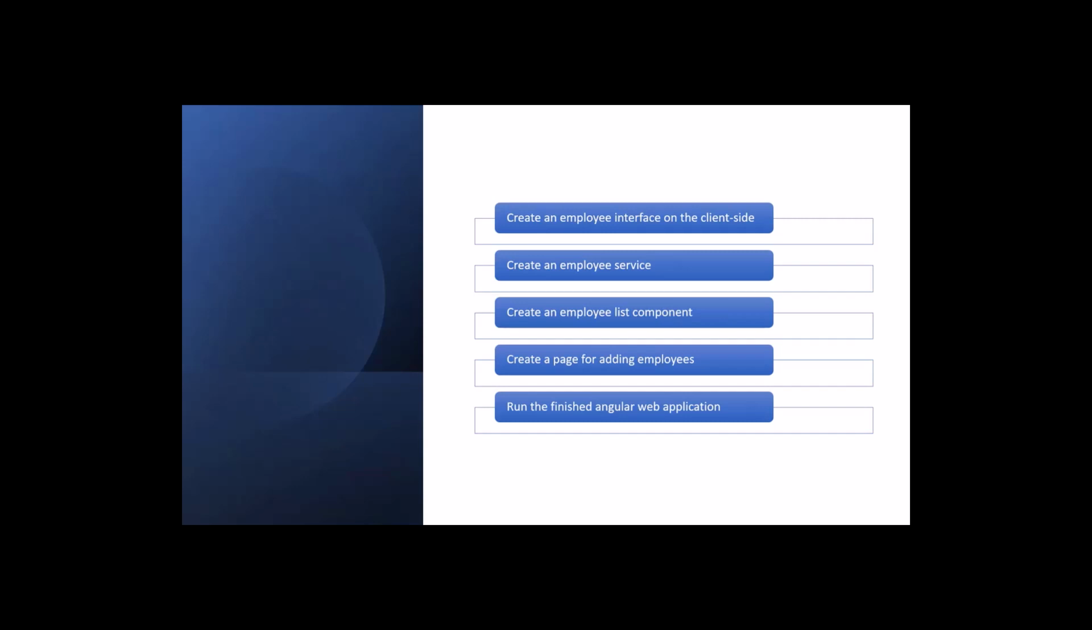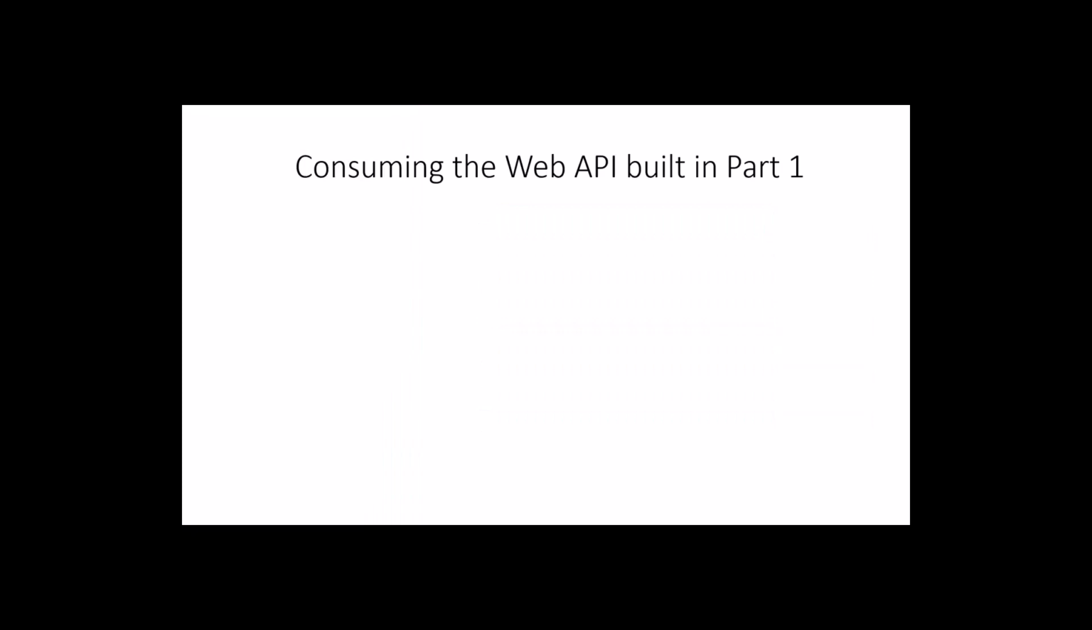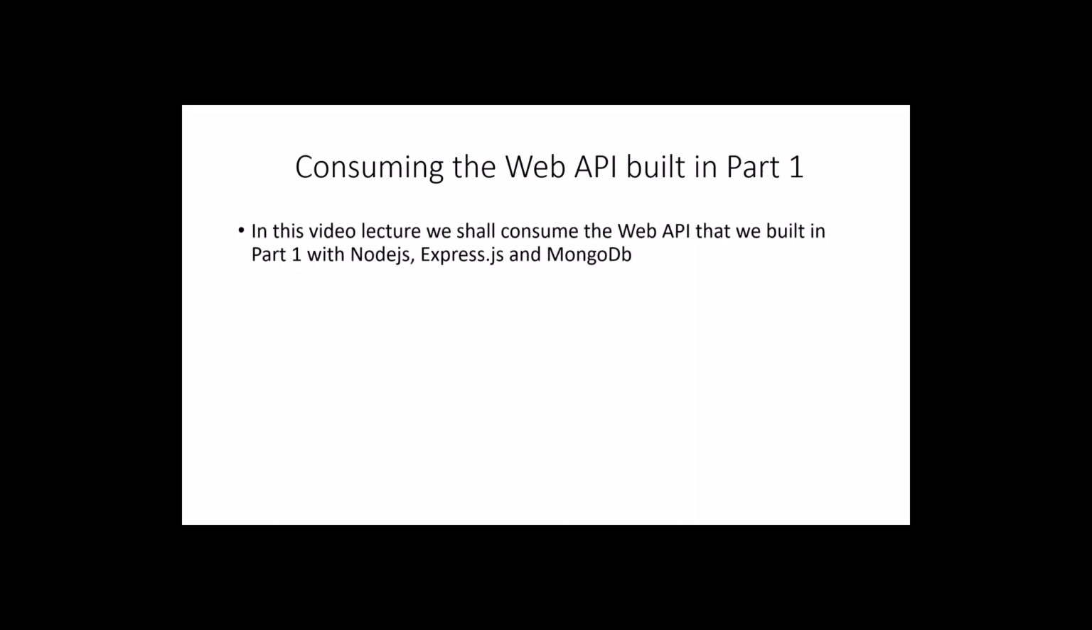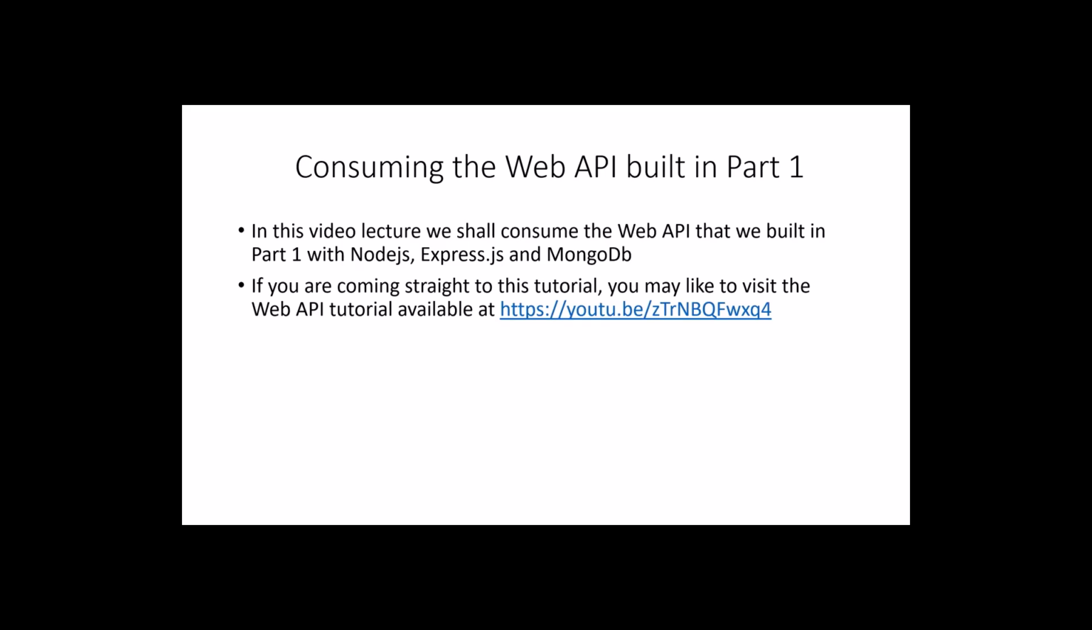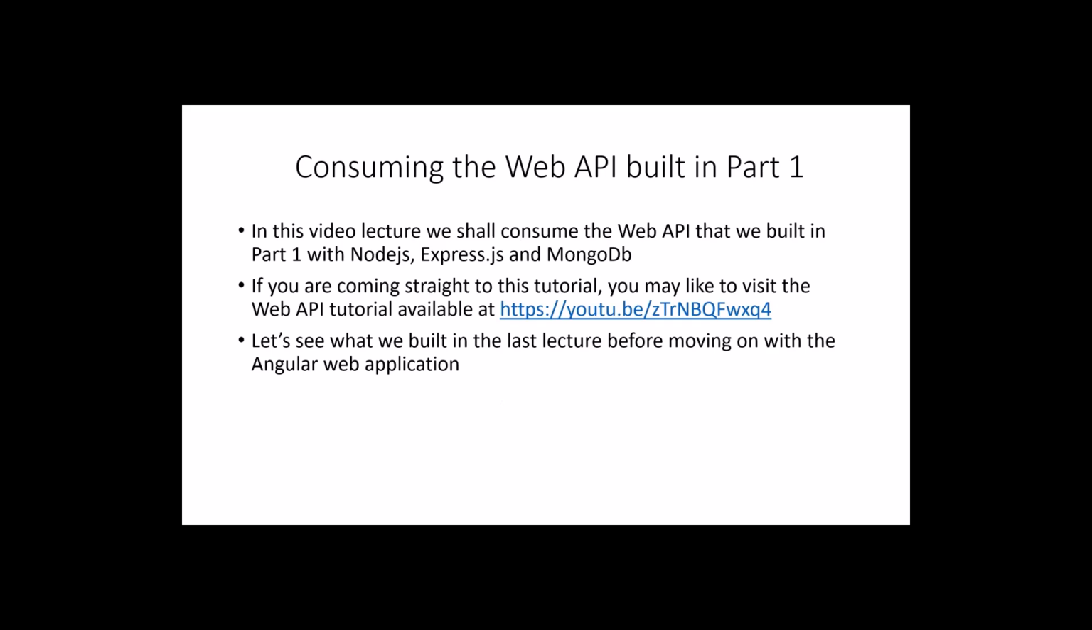So we will consume the web API that we built in part one. In this video lecture, we shall consume the web API that we built in part one with Node.js, Express.js, and MongoDB. If you are coming straight to this tutorial, you may like to visit the web API tutorial available at this location on YouTube.